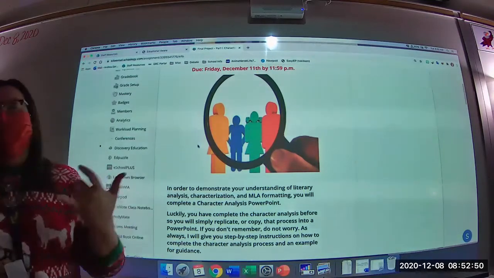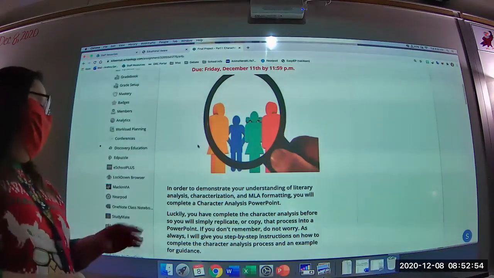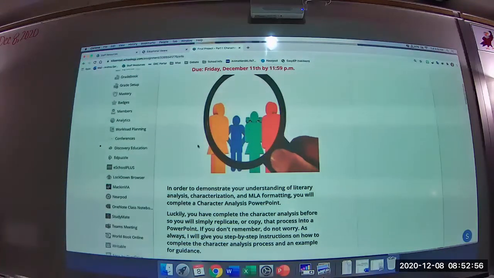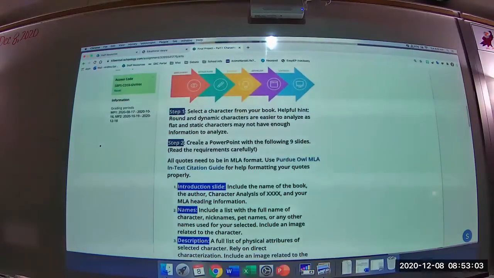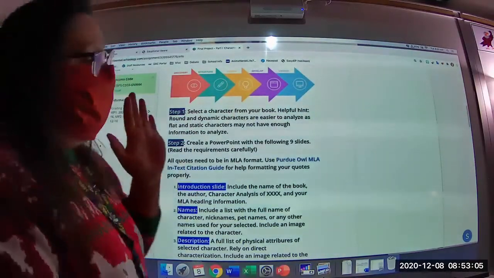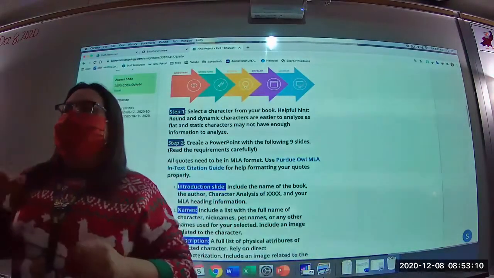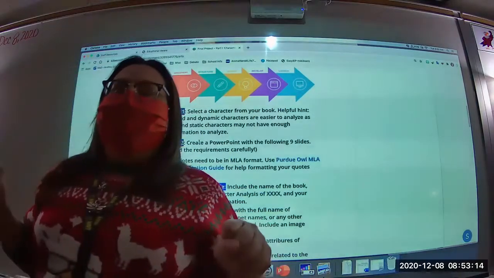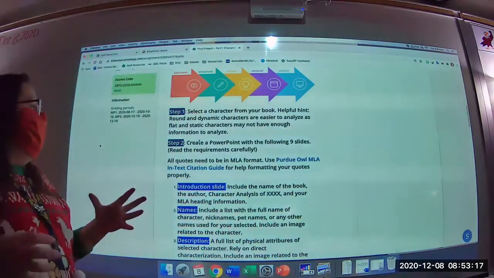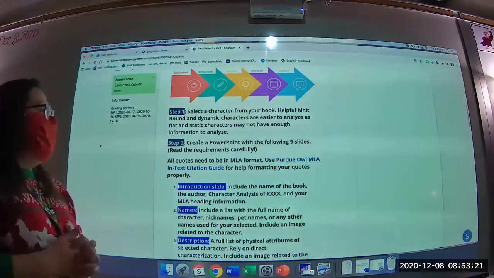As always, I'm going to give step-by-step instructions that you need to follow on how to complete it, and also an example, because I never ask you guys to do anything that I won't do myself. So what I did is I went and I chose a fictional book that I know none of y'all will read unless it's college. It's The Brothers Karamazov by Dostoevsky, which has one of my favorite philosophical debates in it, so I went ahead and chose that one.